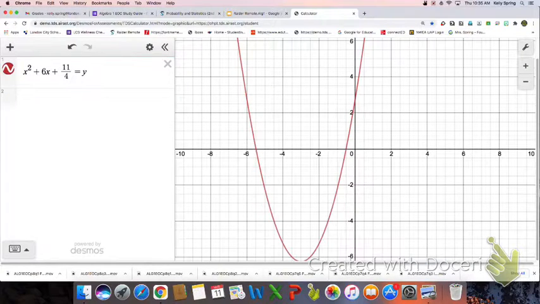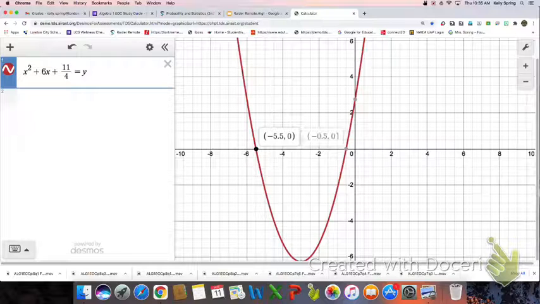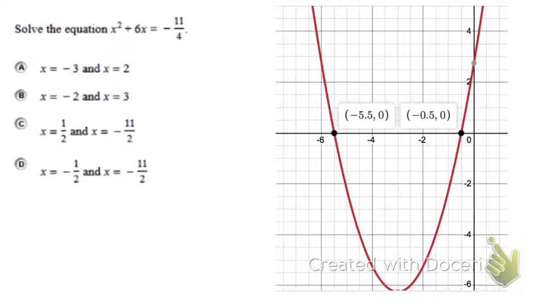So this is our parabola. It's nice because if you click on the x-intercepts, it's going to tell you what the coordinates are, so you don't need to estimate that. So let's take this back over to our problem so we can pick out which choice is the answer. So here we're asked what x equals, so we just care about the x-coordinates of these intercepts. So our answer is x equals negative 5.5 and negative 0.5.